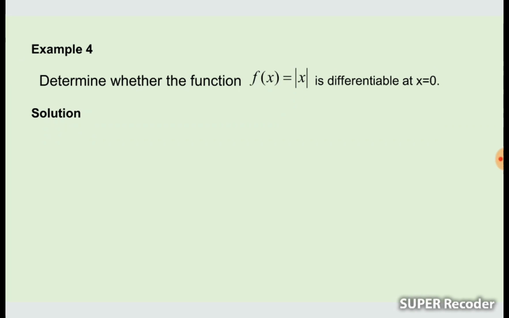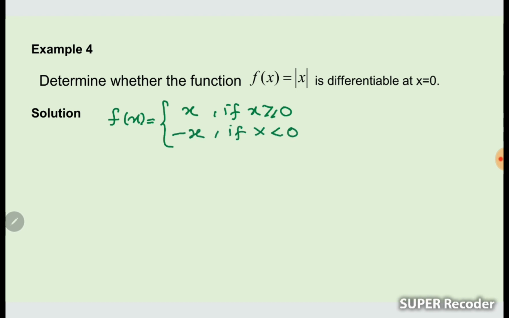Example 4. Determine whether the function f(x) equals modulus x is differentiable at x equals 0. We start answering this question by defining f(x). f(x) is equal to x if x is more than or equal to 0, and negative x if x is less than 0.